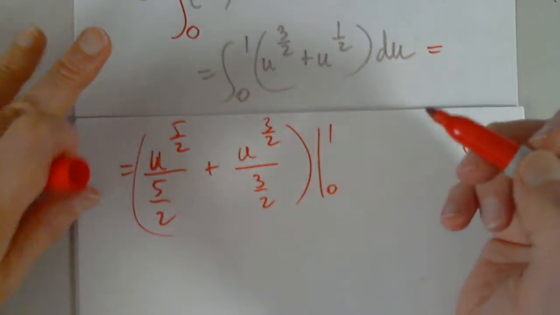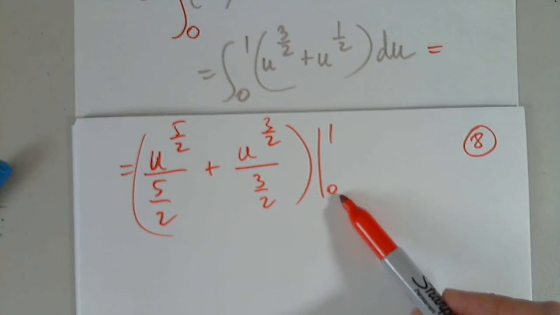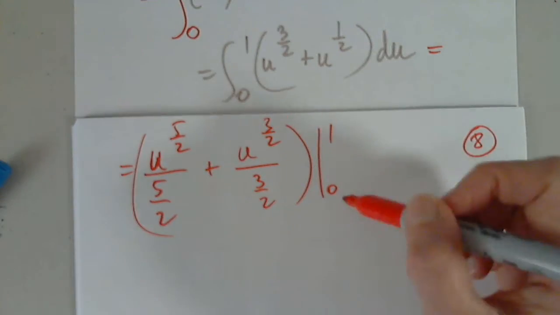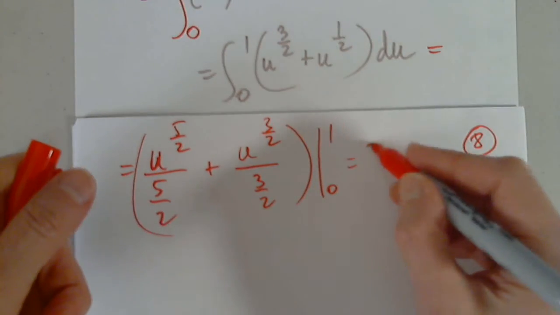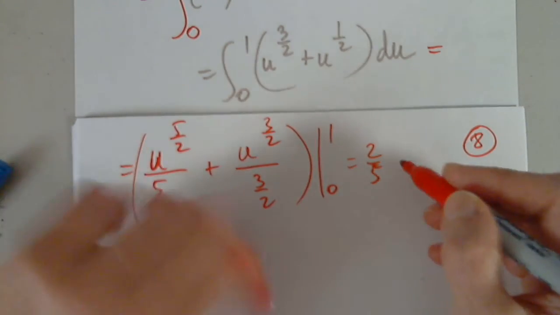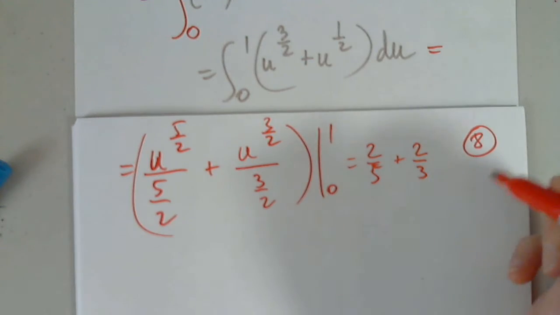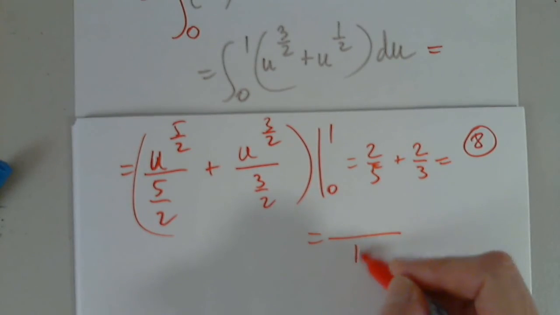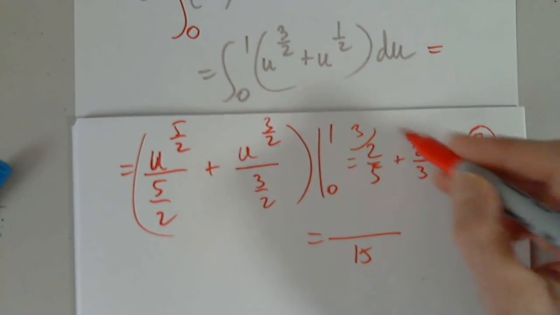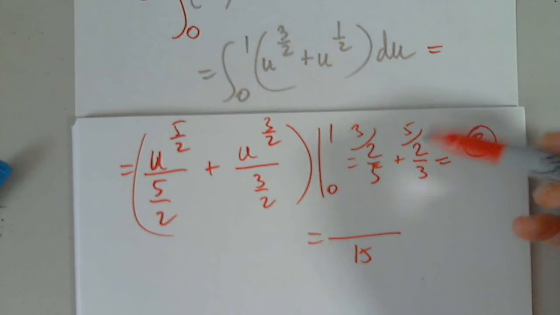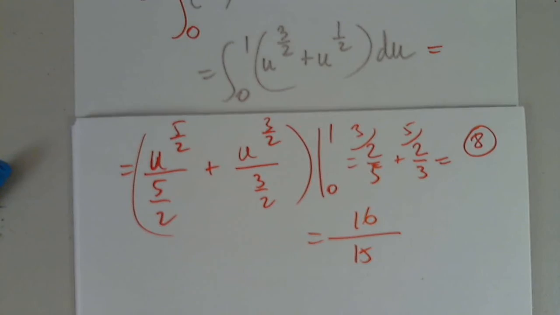from 0 to 1. I like it because I don't have to plug in 0, and when I plug in 1, it's just 2 over 5 plus 2 over 3. The least common denominator 15, this one needs a 3 and this one needs a 5, so 6 plus 10, 16.